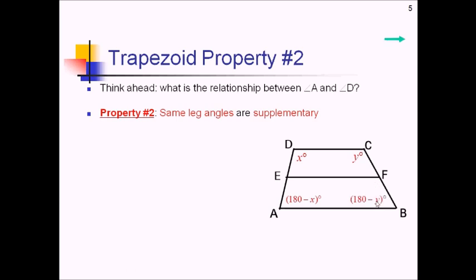Now this is a little bit different than a rectangle where we had x and 180 minus x over there, and over here we had x and 180 minus x, and we had opposite angles being congruent. This is totally different from a trapezoid. The angles over here on this leg have no bearing on the angles over here on this other leg.